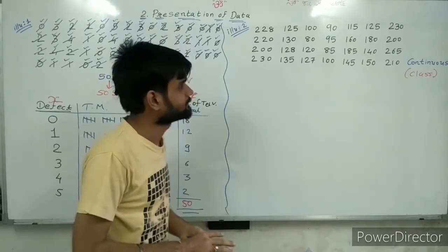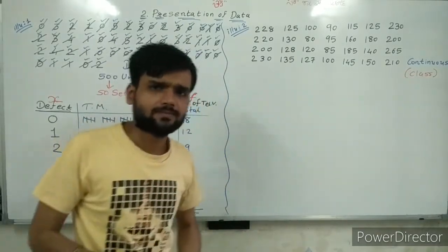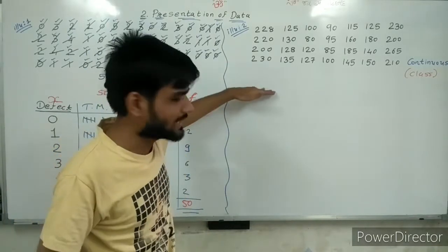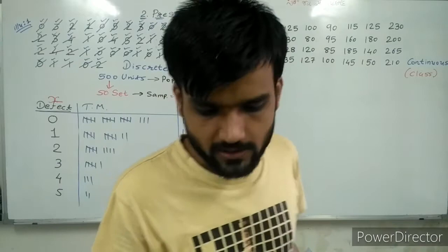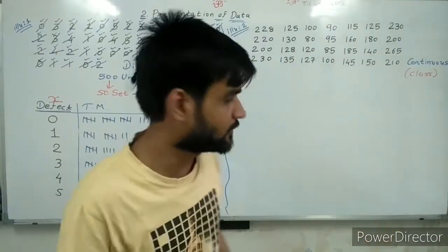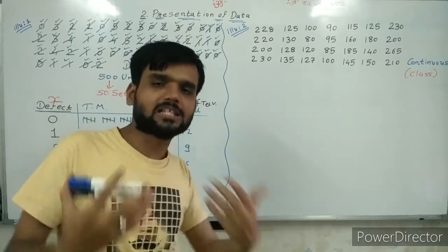See, don't worry. Now how are we making classes? How many classes do we need to make? That we first have to understand. Suppose we want to make 10 classes, or we want to make 5 classes. How many classes do we want to make?